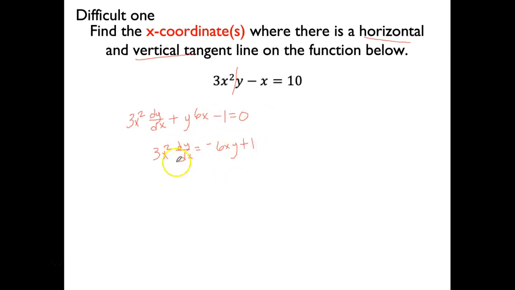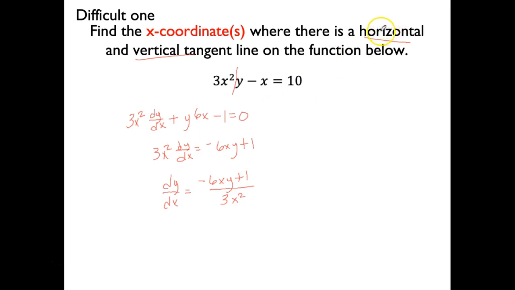Okay, now I need to solve for dy over dx, so I need to divide by the 3x squared, and I got my derivative. So we got negative 6xy plus 1 all over 3x squared. Okay, this is my derivative. Now I want to find the horizontal and vertical tangent lines.